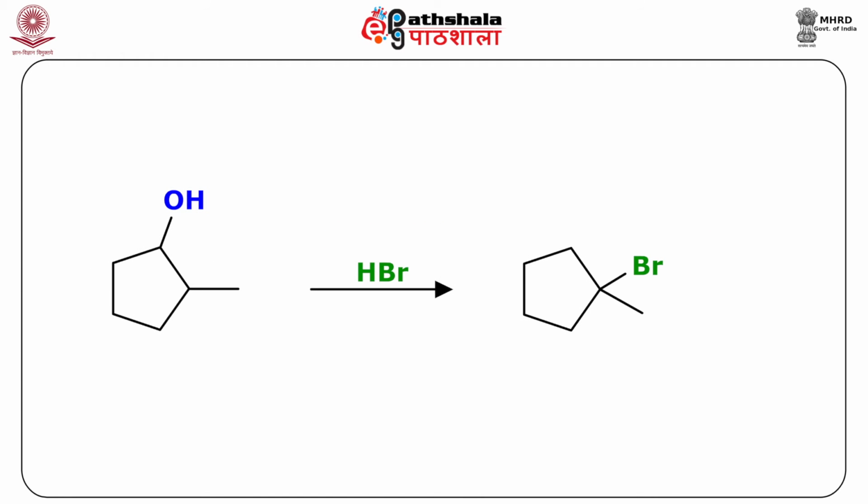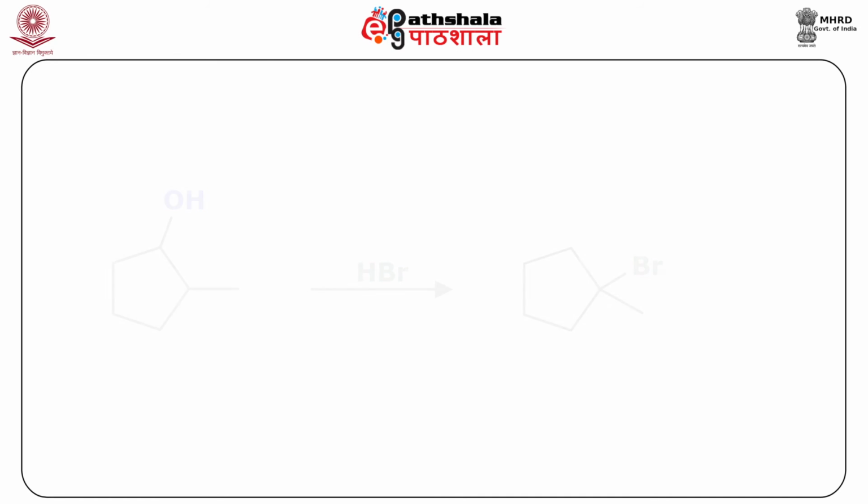For the second example, if you see this figure, consider this secondary cyclic alcohol, where the cyclic compound is cyclopentane. The halogenation of the alcohol gives the more stable tertiary product in place of the secondary one.